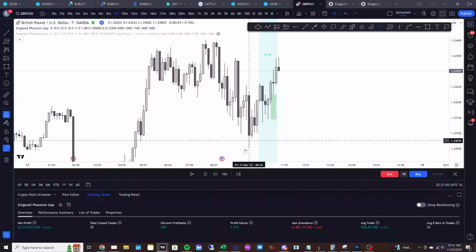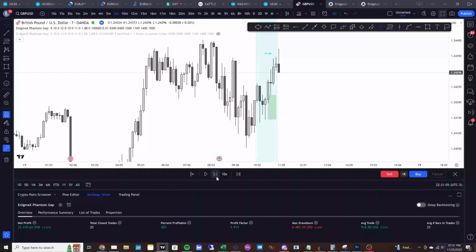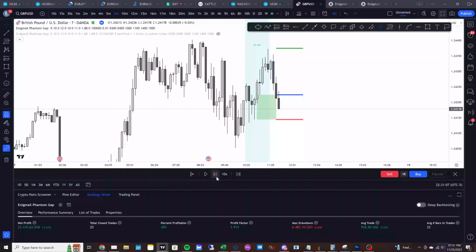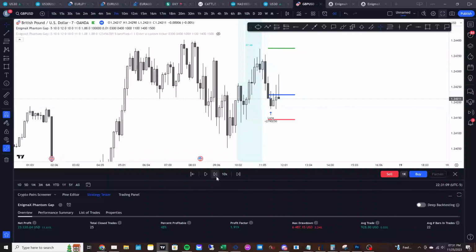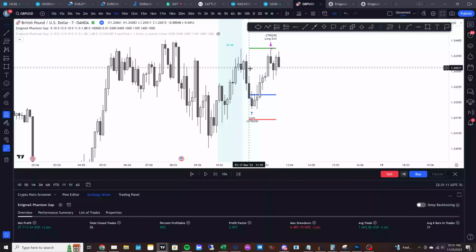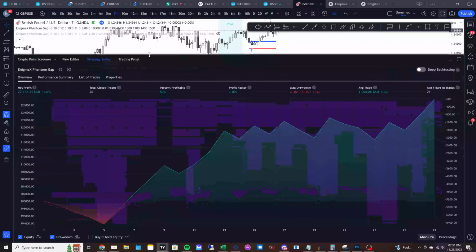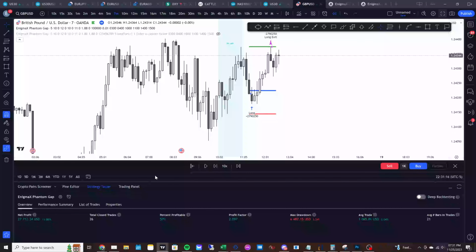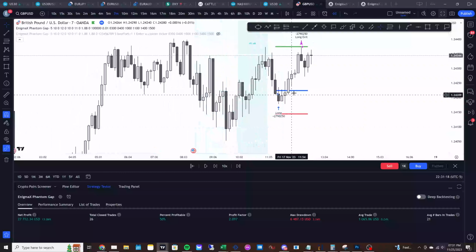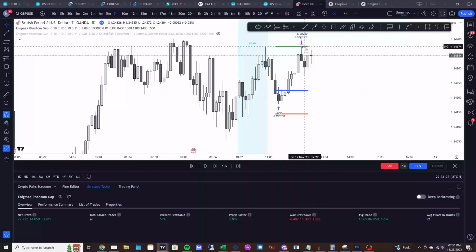So as you can see here, we're bullish. We get our fair value gap. We tap into it, which equals an entry, and then there's your take profit. So the settings in the strategy version, like I said, the little arrow is where it entered the trade, and the other arrow is where it exited the trade.